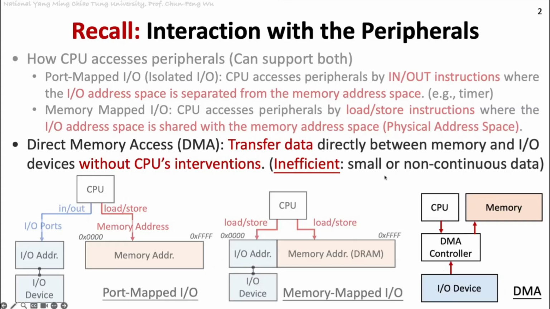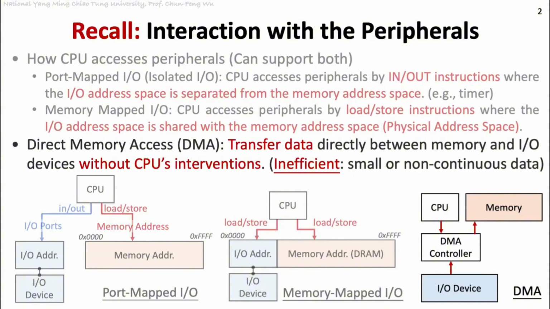For example, if we are going to move small data, like several bytes, then because each time the CPU needs to send a request to the DMA controller to move the data, and if the CPU frequently sends requests to the DMA controller, it takes time. So in that case, the CPU can just move it by itself if the data is not that much.